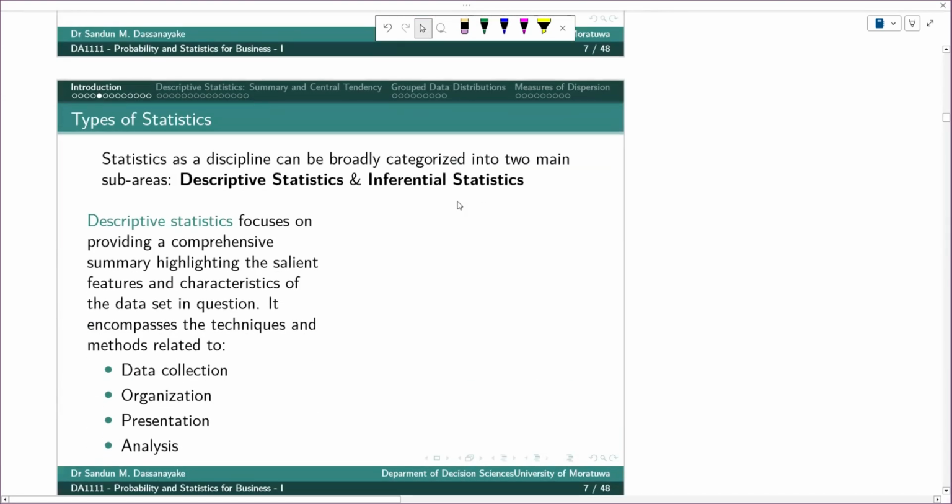Let's look at what descriptive statistics is first. Descriptive statistics focuses on providing a comprehensive summary highlighting the salient features and characteristics of the data set in question. It encompasses the techniques and methods related to data collection, organization, presentation, and analysis. So it's a collection of many things. You start with the data collection part, then you have the organization, presentation, and analysis.